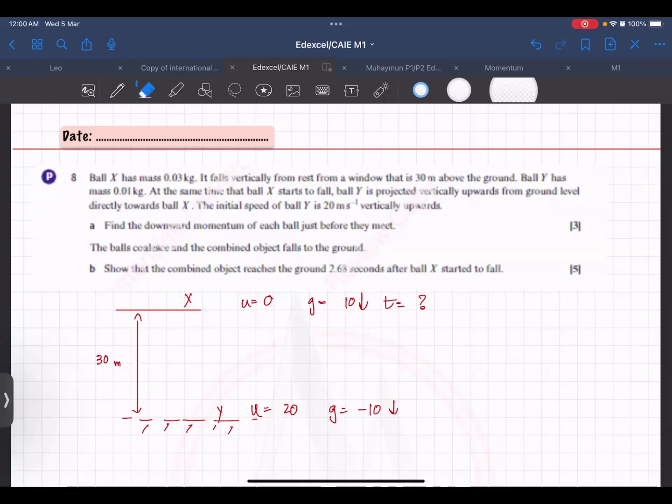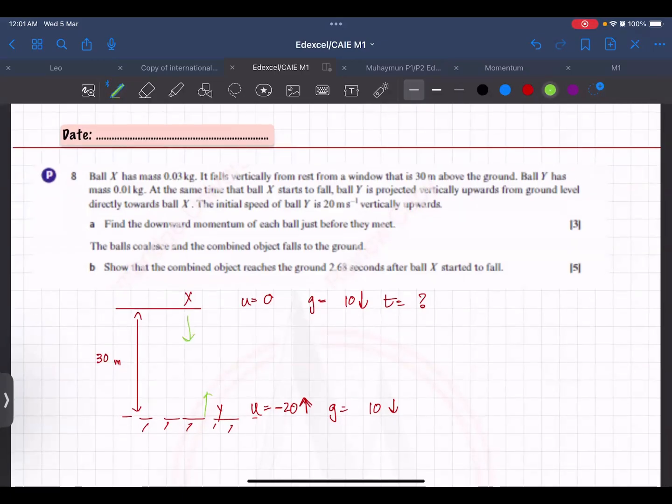Okay. If you keep the downside positive, then your U will be negative. You should use the same sign combination for both of them. So downward is G, which is positive, so upwards we take it as negative, so -20. And then when they meet, definitely this is coming down, this is going up. At a certain point they both would meet.